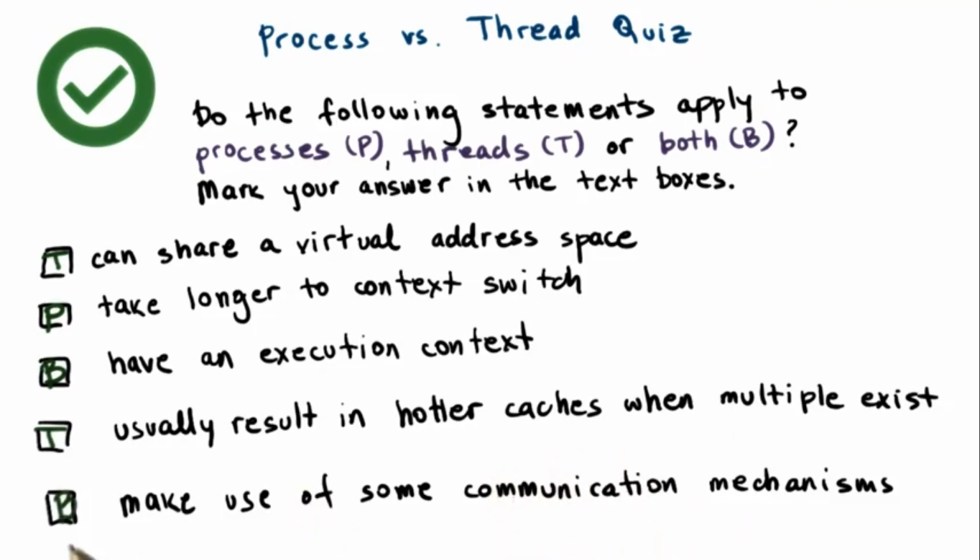And then the last answer is both. We already saw that for processes, it makes sense for the operating system to support certain inter-process communication mechanisms, and we'll see that there are mechanisms for threads to communicate and coordinate and synchronize amongst each other.